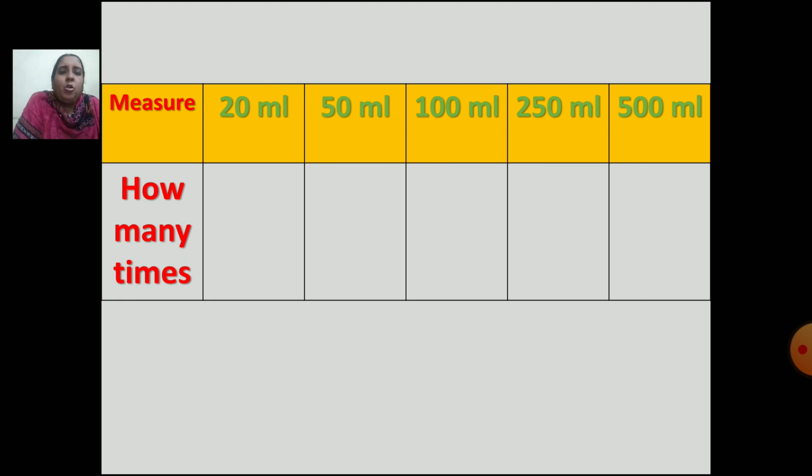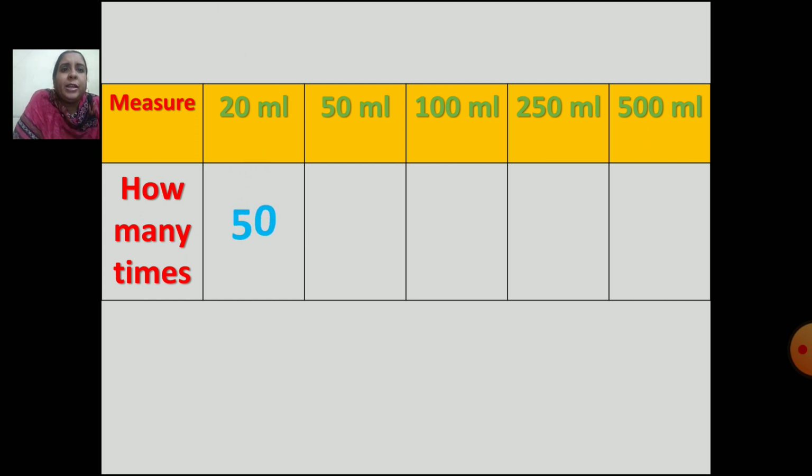Now you know in 1 liter there are how many milliliters? 1000, right? So you have to make 1000 ml. That is 1 liter you have to make. So how many times will you take 20 ml? That you have to write as the answer. So how will you find the answer? You can divide 1000 by 20. So you will get how many times you will take 20 ml?